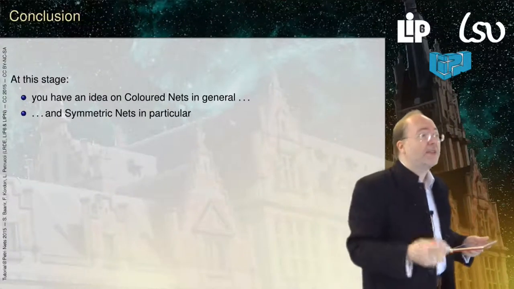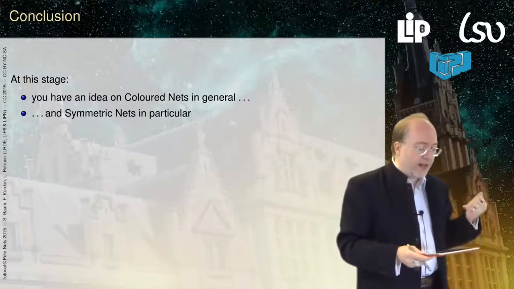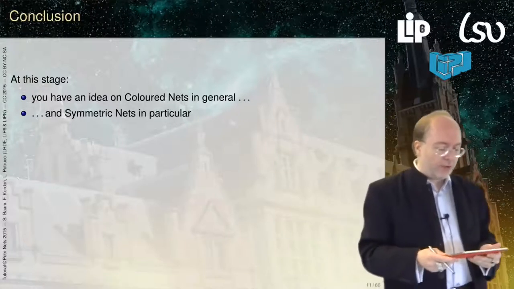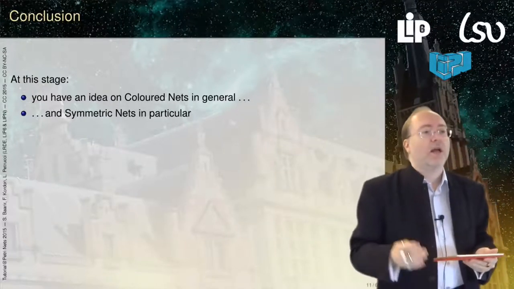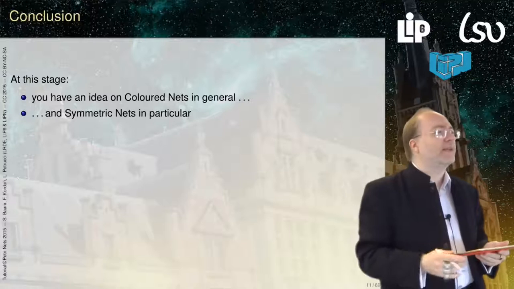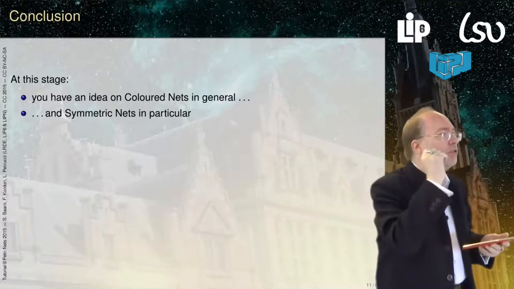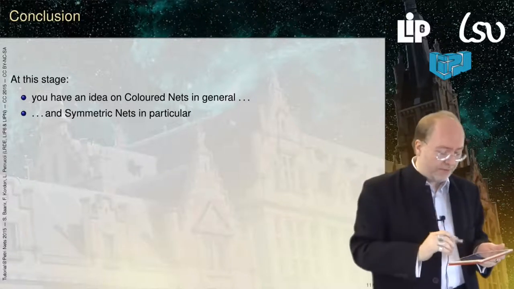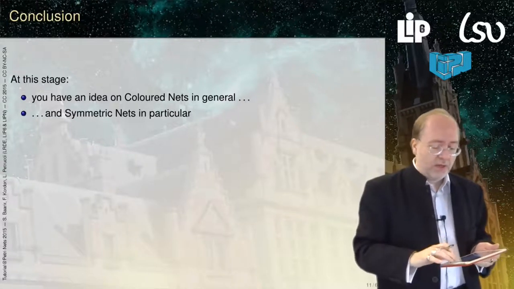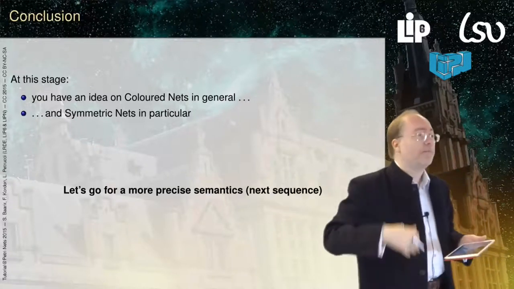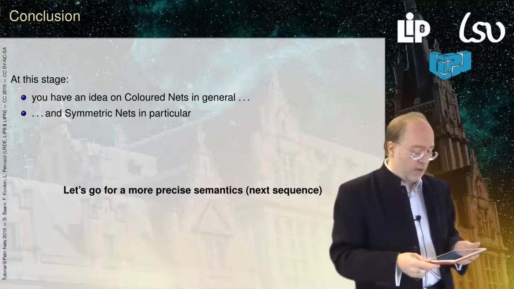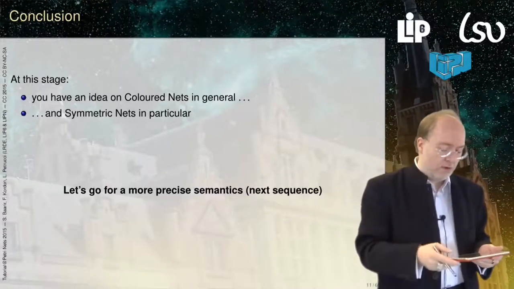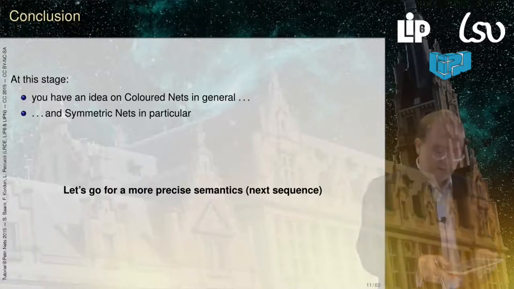So, at this stage, you have an idea of colored Petri nets in general, and symmetric nets. It's a very informal presentation just to give you the idea, and later on we will have a more detailed presentation, and in the next sequence we will go for more precise semantics.